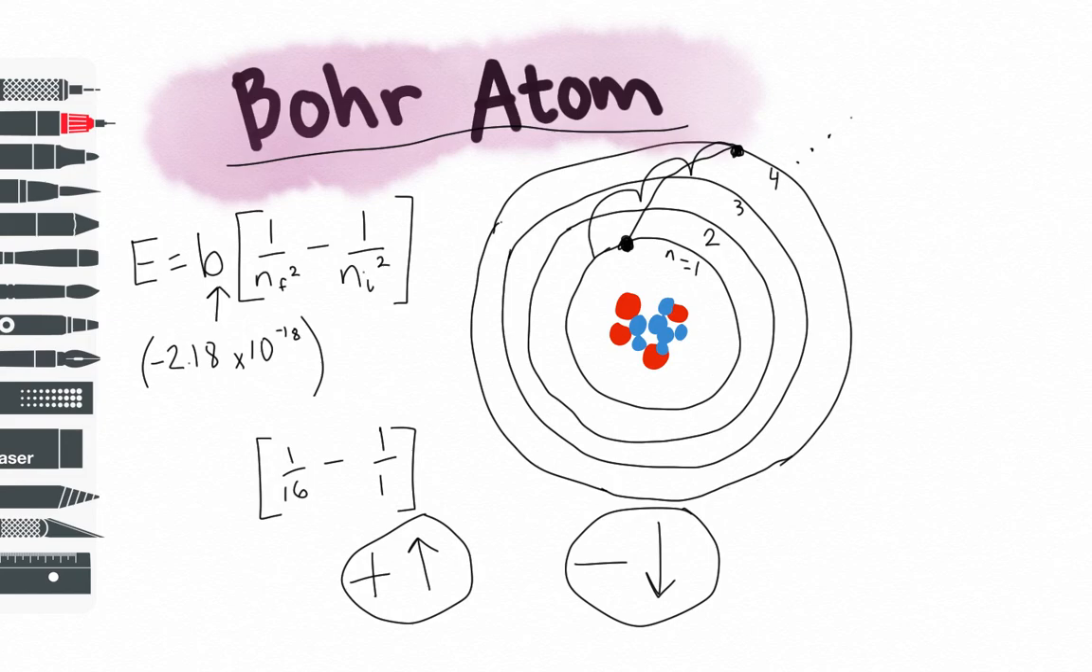And there's another equation that calculates the wavelength of that light that was emitted, and it's similar to the equation for the energy, which is 1 over the wavelength equals a constant times 1 over n final squared minus 1 over n initial squared. But we're just being conceptual here.